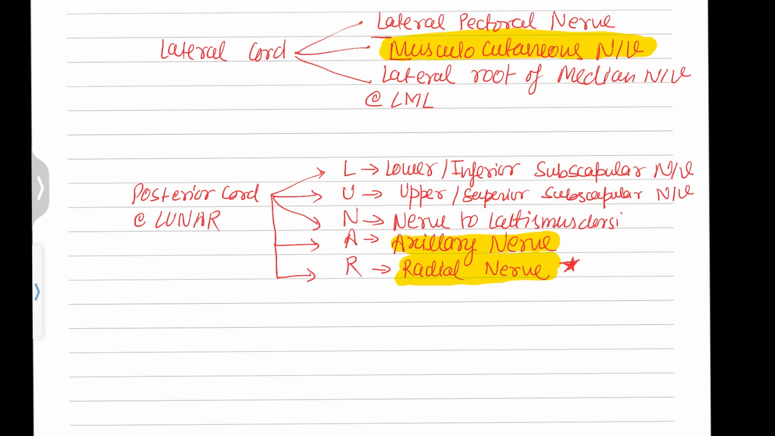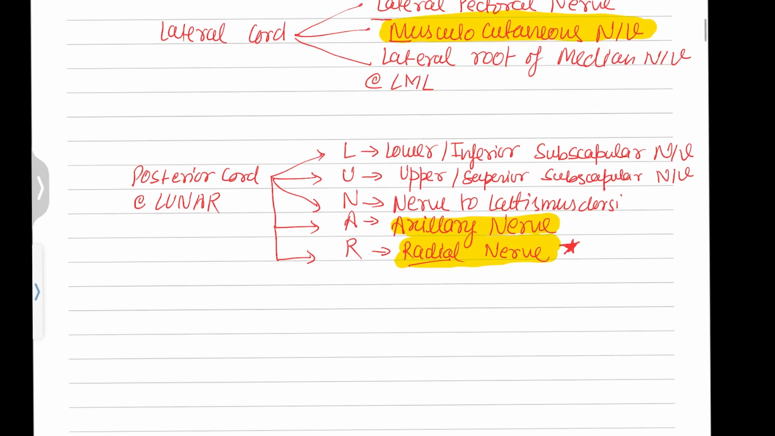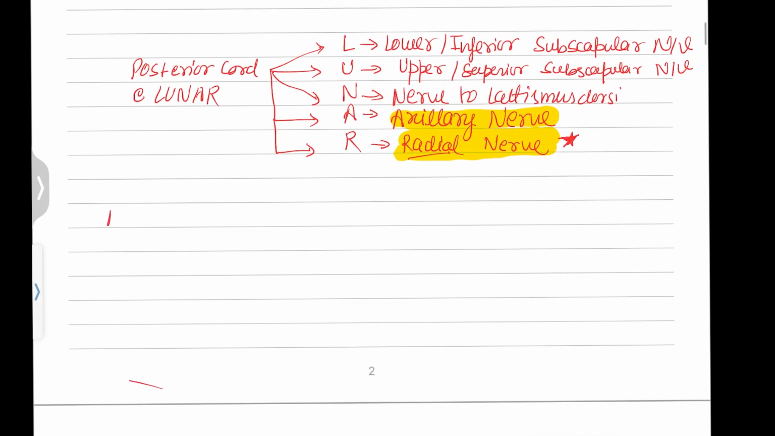And here the radial nerve is going to supply the posterior muscles of your arm and forearm, and also the dorsal aspect of your hand. So you have to somewhat relate it to that. It is one of the important nerves because it is going to supply a number of muscles. I will tell you after. After completing this, I will show you where the muscles are located. So now we are going towards the medial cord.